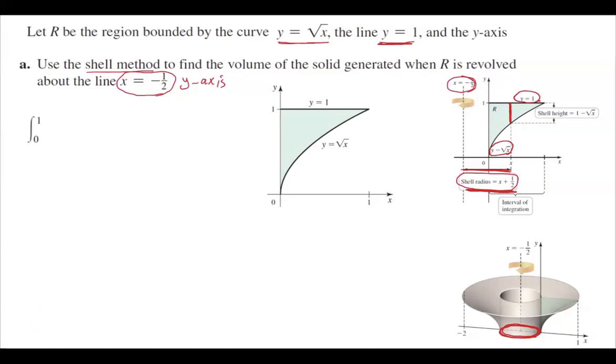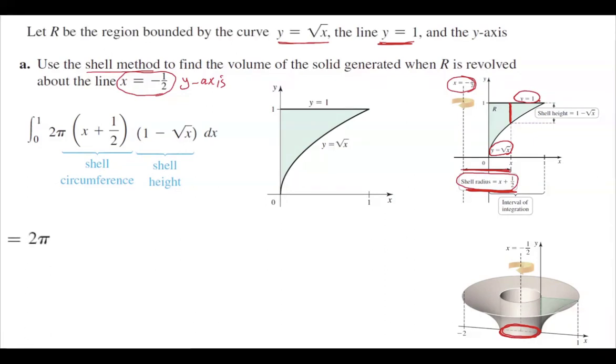So the volume is the definite integral from 0 to 1 of 2 pi times the radius, which is x plus 1/2. 2 pi times the radius gives you the shell circumference, or the length of the base, times the height, which is 1 minus square root of x. Then you take the integral with respect to x. This line is parallel to the y-axis. It's easier to remember this way if you would like.